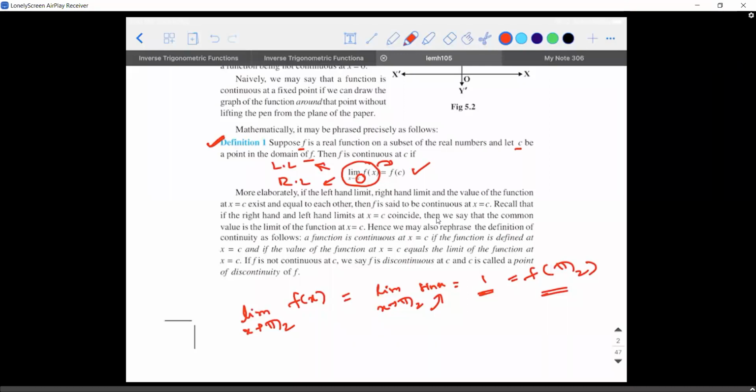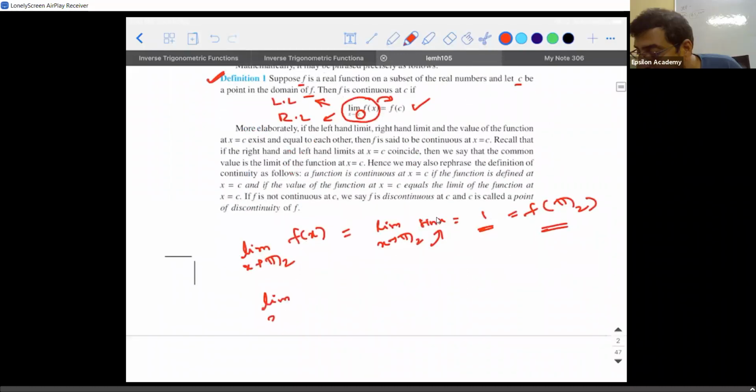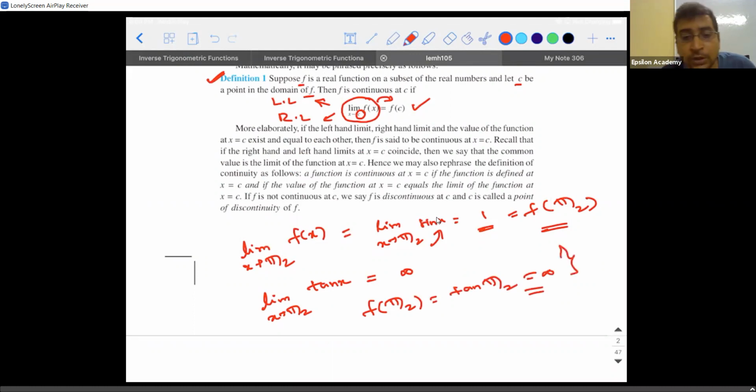You can ask me a question: sir, if I do the limit as x tends to pi by 2 of tan x, I will get infinity. f of pi by 2, that is tan pi by 2, is also infinity. Then is this sufficient for me to prove that the function is continuous? You can ask the question, a valid question.